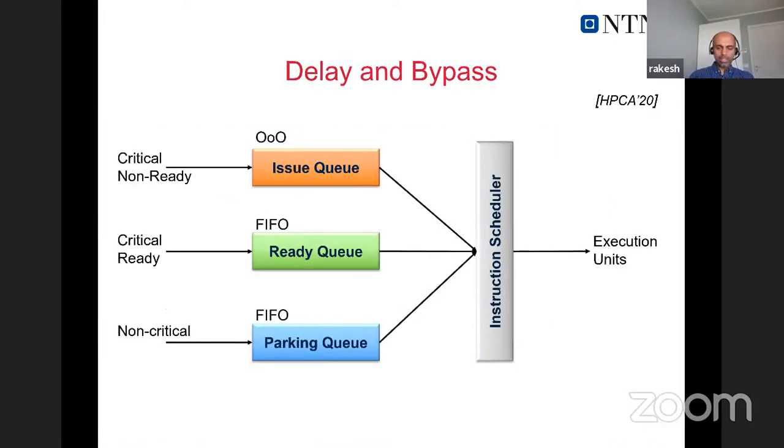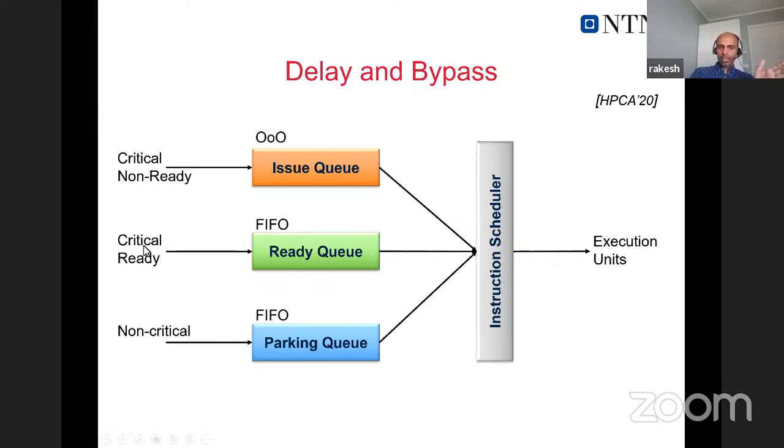So this is how the architecture looks. This is the out-of-order issue queue, which has the functionality of broadcast and comparisons. This is the FIFO for ready instructions. This is the FIFO for parking. All the instructions which are critical but not ready go to the out-of-order issue queue. This is because these are critical instructions, and as soon as they become ready, we want them to be available for scheduling. And in the out-of-order issue queue, you can pick instructions from anywhere for execution.